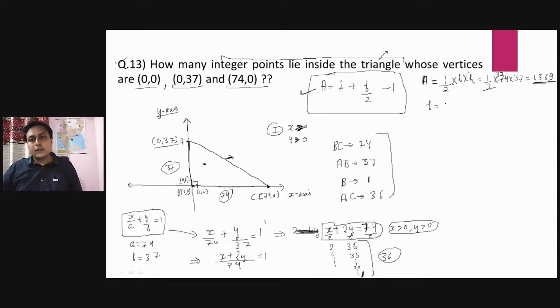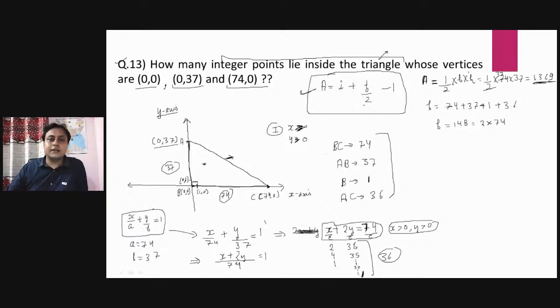b should be what? 74 plus 37 plus 1 plus 36. So 36 plus 1 is 37, plus 37 is 74, plus 74 is 148, or you can write it as 2 into 74. Right, so guys, put the values in this formula and we will get the value of I, the number of integer points inside the triangle. So when you put the values here, what will we get?